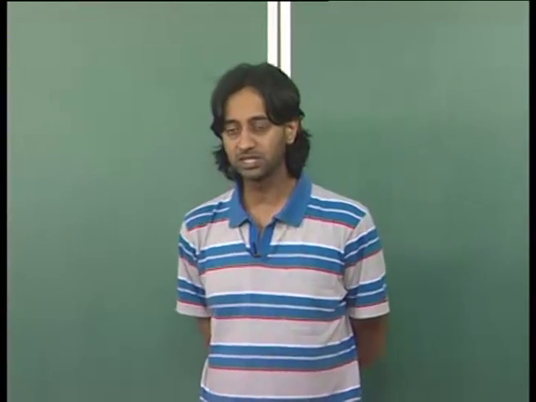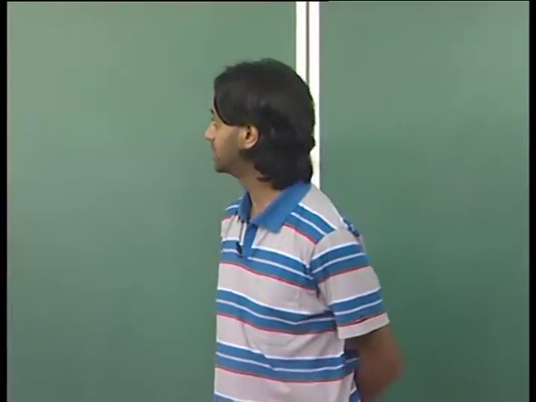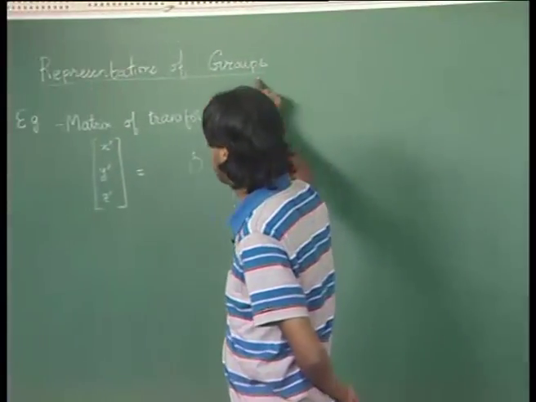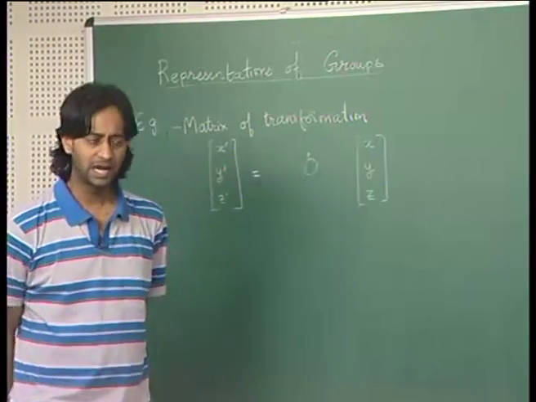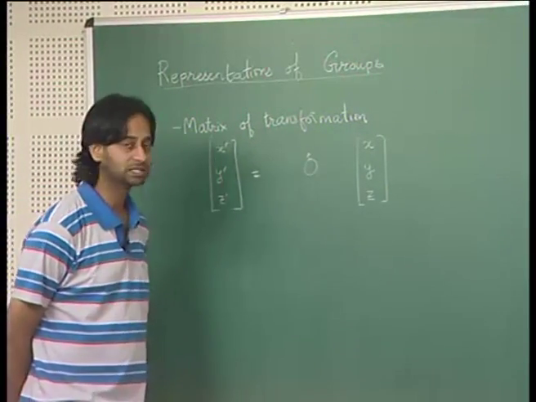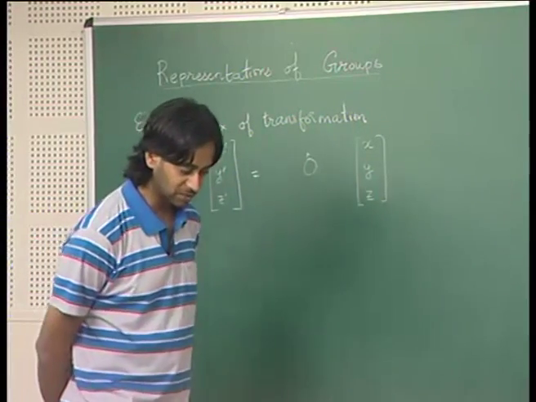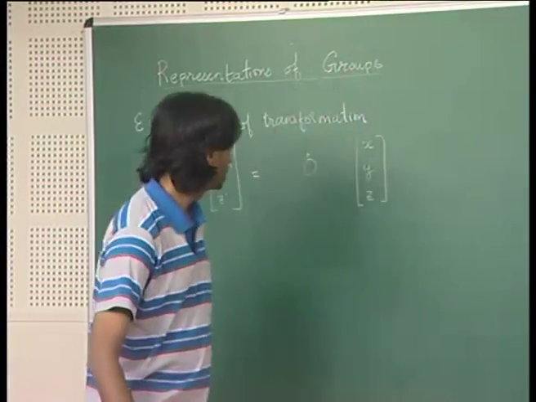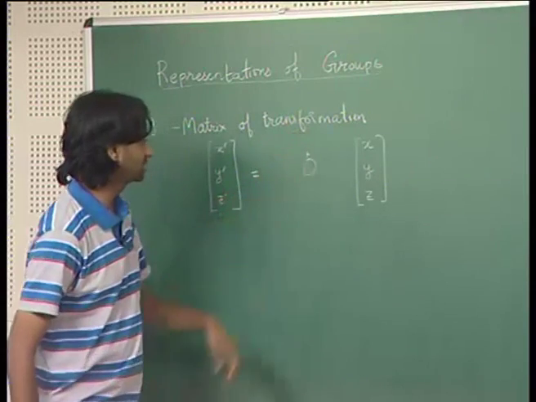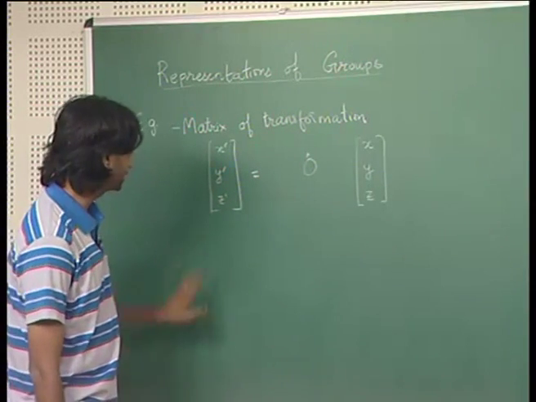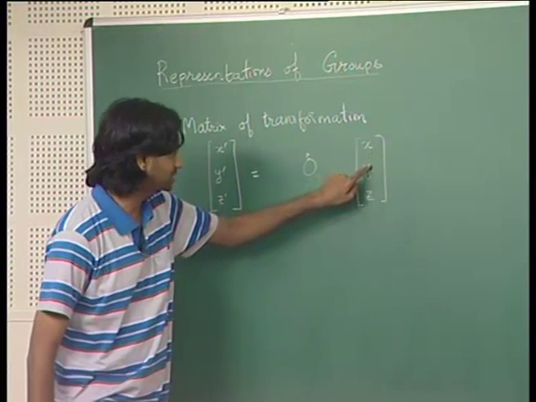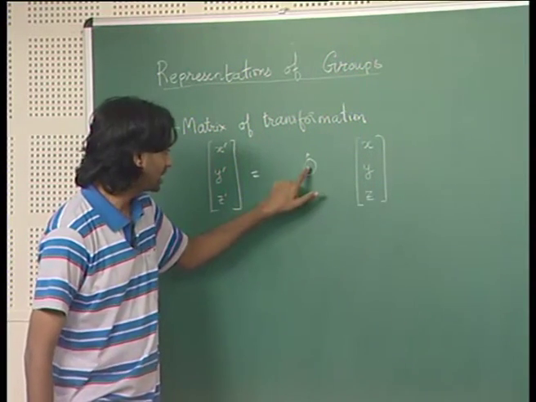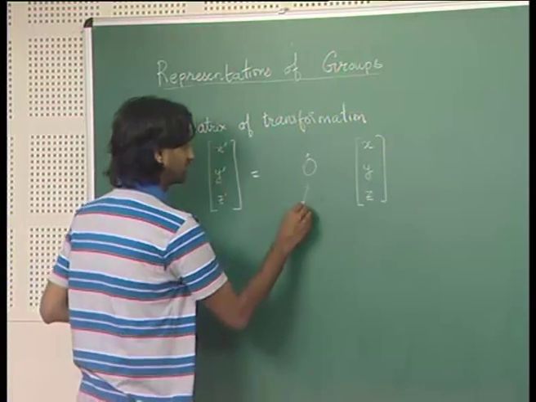One important concept in order to understand the character table is what is called representations of groups. Representations of groups is one important idea, and to illustrate this, I am going to go back to something that you have already seen before, which is the matrix of transformation of the group. Suppose I have an arbitrary point, and I operate on it. This is an operation in the group.